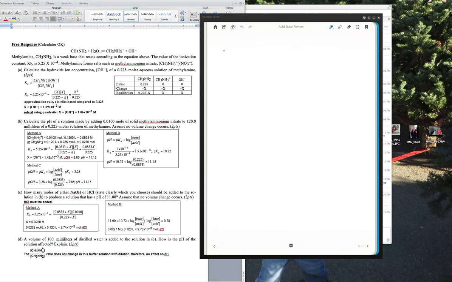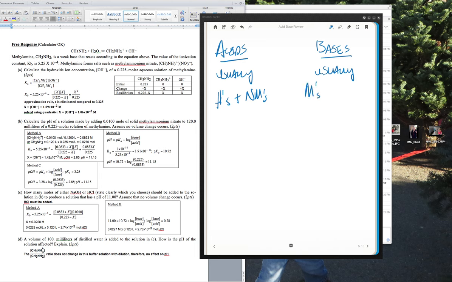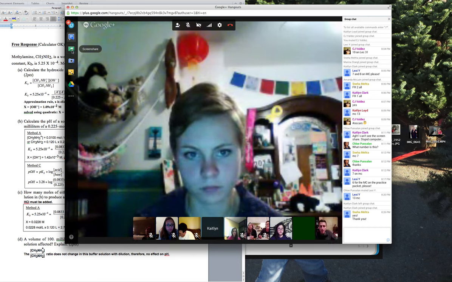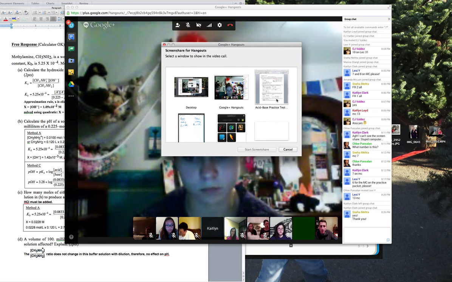Should I write this down? I should write this down too. So, acids are usually H's plus nonmetals. Bases are usually metals plus OHs. And so hopefully that helps you a bit. Okay, so I wanted to get that out of the way before we jumped into free response number one. So let's go back to free response number one.